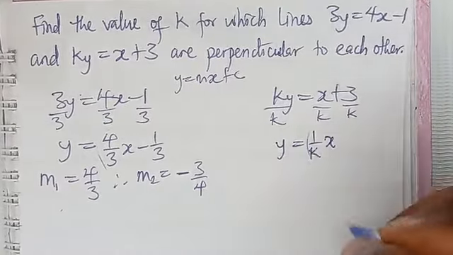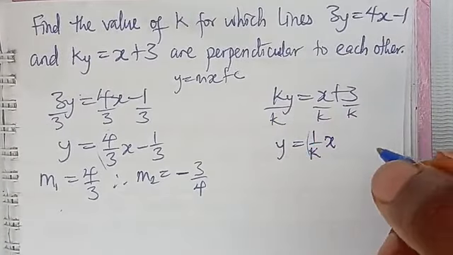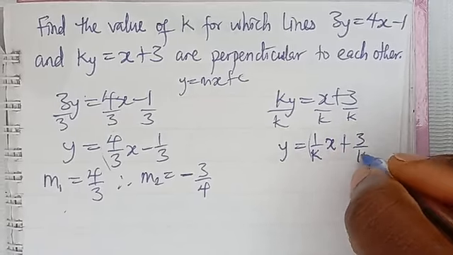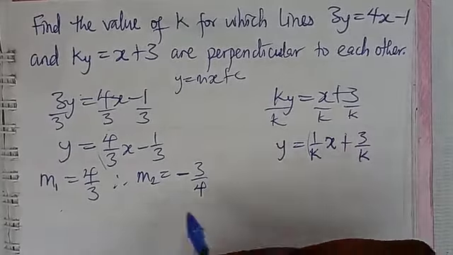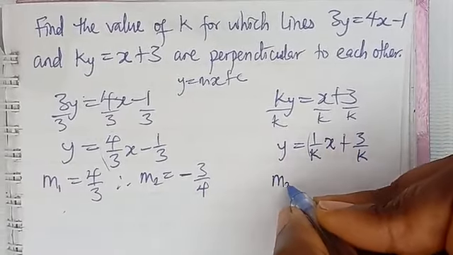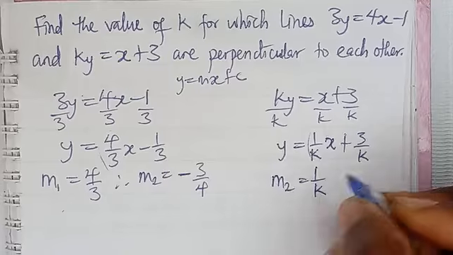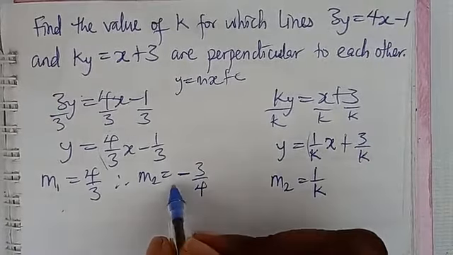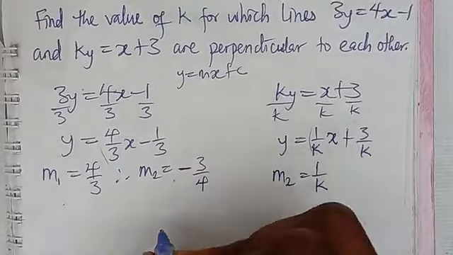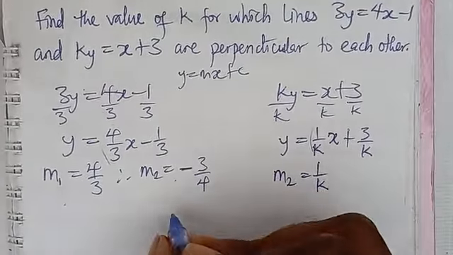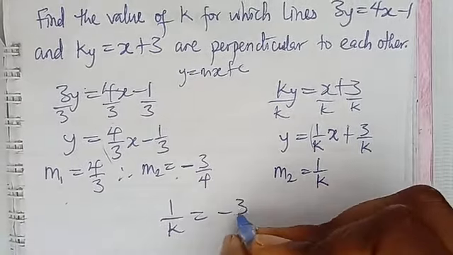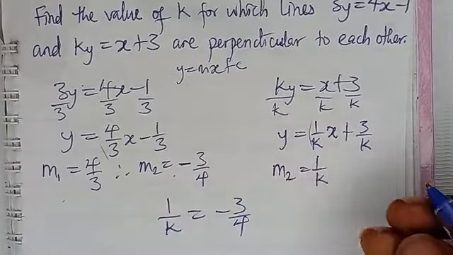We can now pick it out as its gradient plus 3 over k. So since we know that the gradient m2 is equal to 1 over k, right? The gradient m2 is 1 over k, so it should be equal to this. We now equate this. We have that 1 over k is equal to negative 3 over 4, so that we can find what k is.